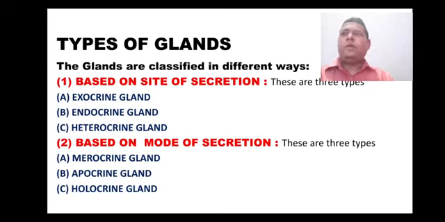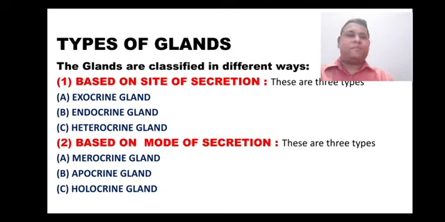Number 2, endocrine glands, ductless glands or glands of internal secretion. These glands have no ducts and their secretions get absorbed into the surrounding blood to reach specific organs and initiate particular metabolic changes. The endocrine glands secrete chemicals called hormones or internal secretions. Examples: pituitary gland, thyroid gland, adrenal gland, etc.